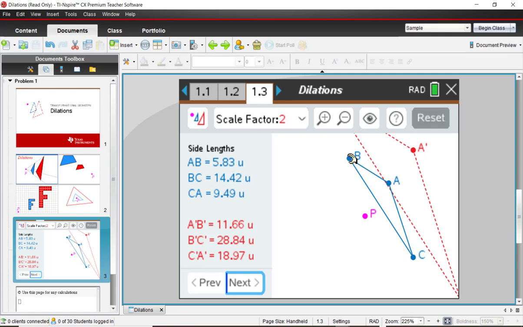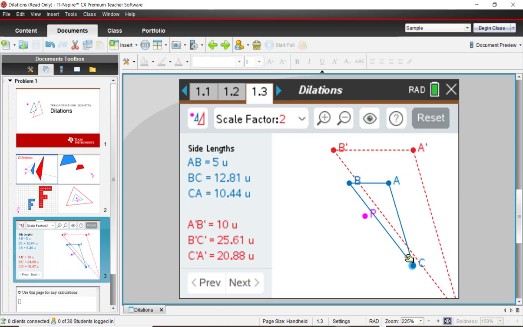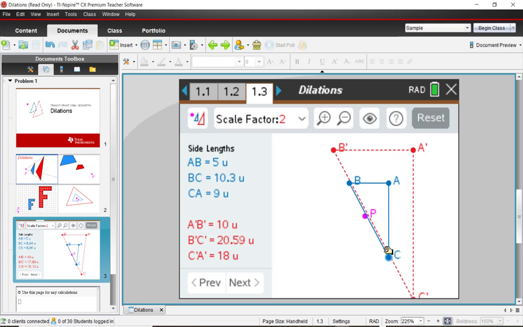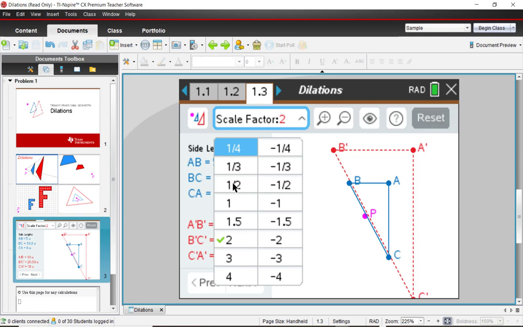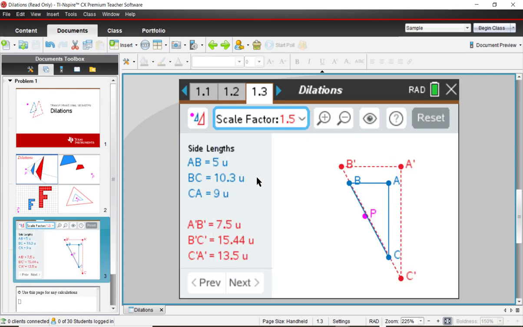What I'm going to try to do is make one of the side lengths a whole number, to see if I can see any pattern. Oh, there's a nice number there, 5. Let me see if I can get AC to be a nice whole number as well. Yep, there we go. So now, can you make any kind of conjectures? If I change the scale factor to 1/2, to 1/3, to 1.5, notice what's going on here.